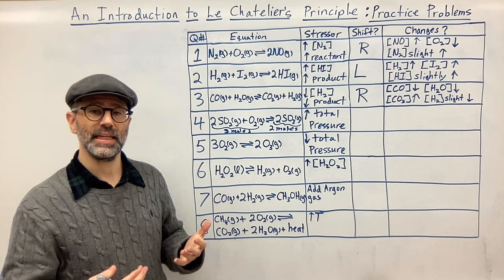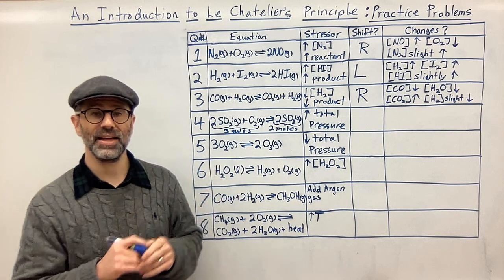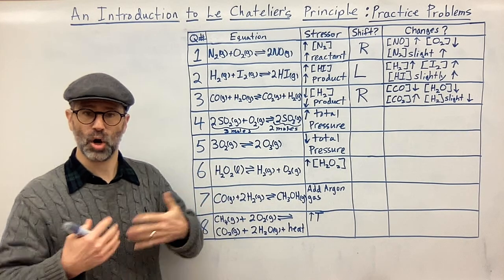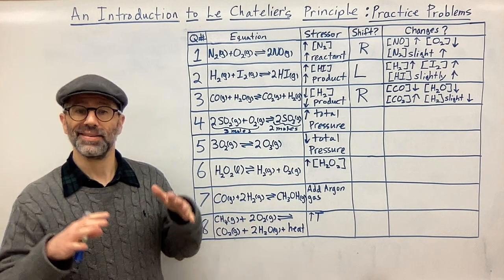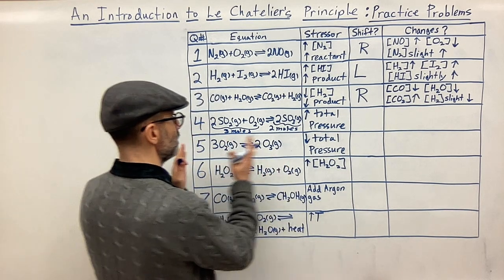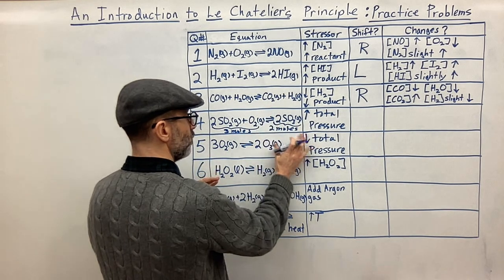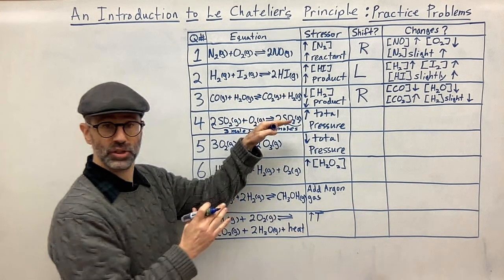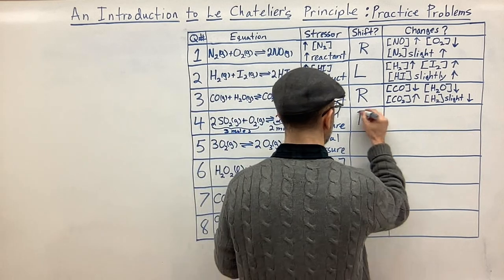Well, how is it going to decrease pressure? Well, it's got to shift to the side that has fewer moles, fewer particles of gas. Fewer particles of gas means less pressure. So it's going to shift to the side that has fewer moles. The product side has fewer moles, so it's going to shift towards the products. It's going to shift right.